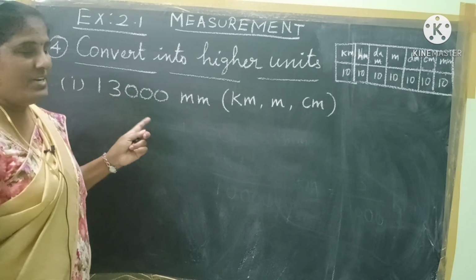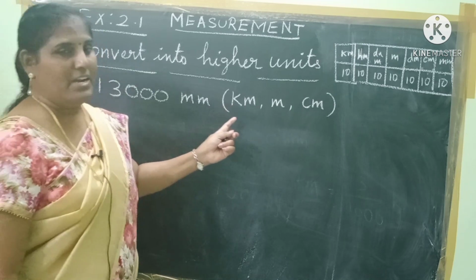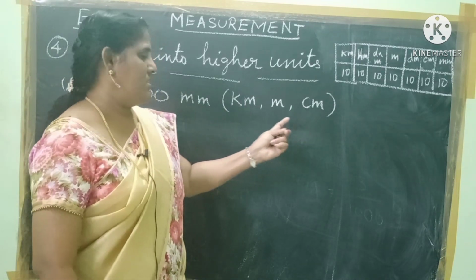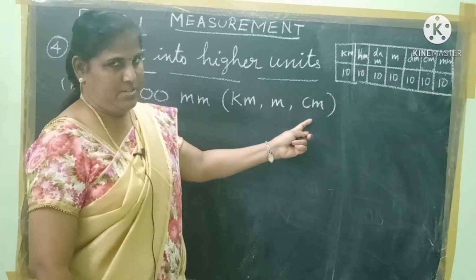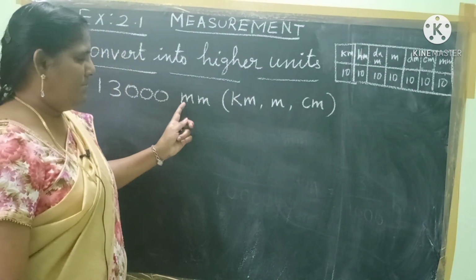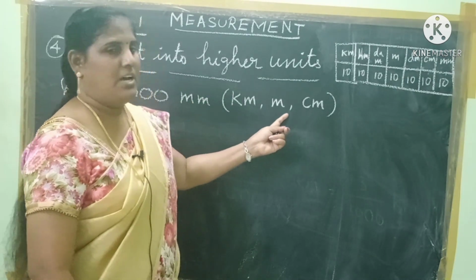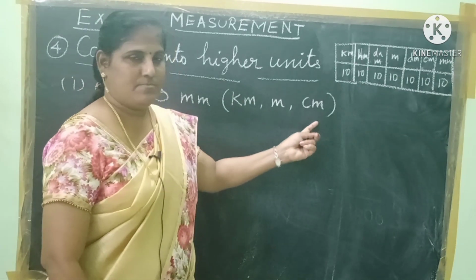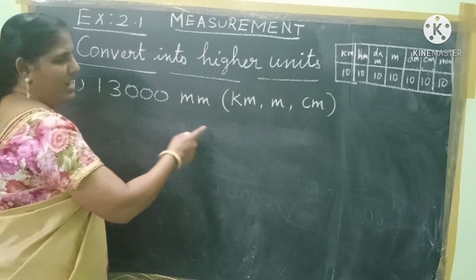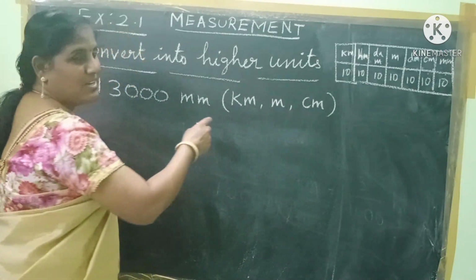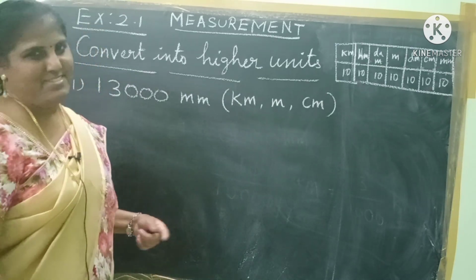We need to convert 30,000 millimeter into, see in the bracket they gave 3 units. Units are given: kilometer, meter, centimeter. So we need to change millimeter to kilometer, millimeter to meter, and millimeter to centimeter. So children, they gave one number, and how many questions are there? 3 questions are there. We need to change to 3 forms of units.